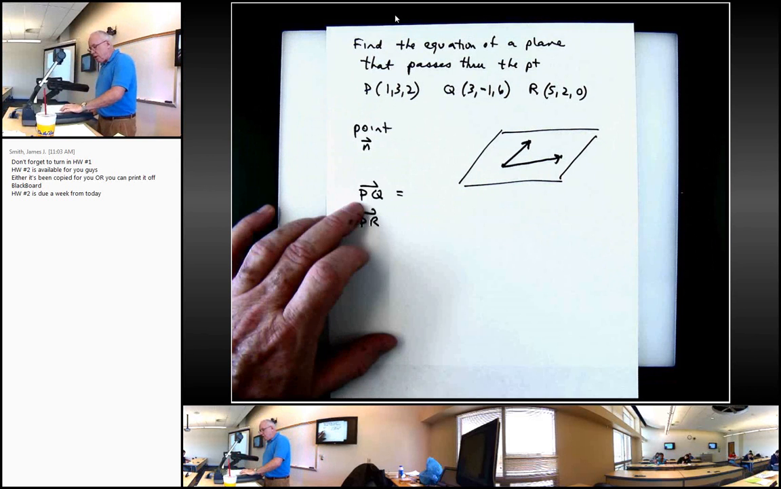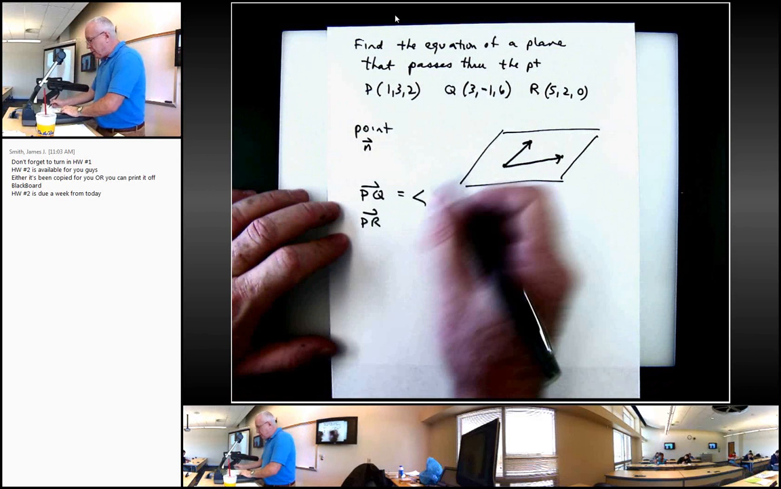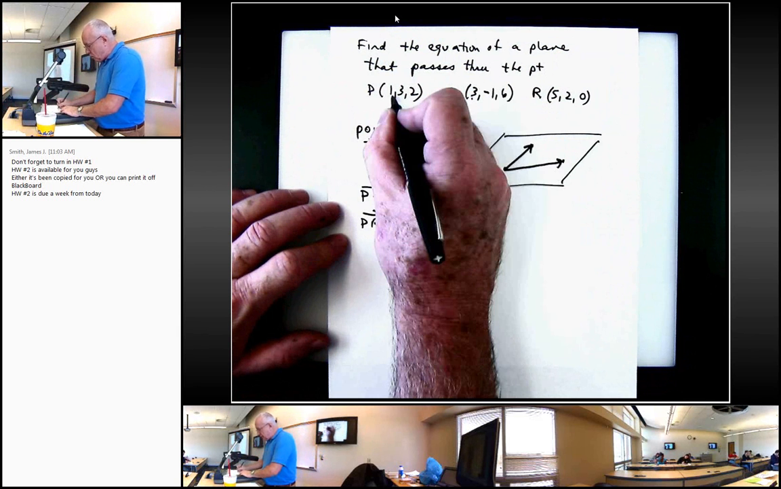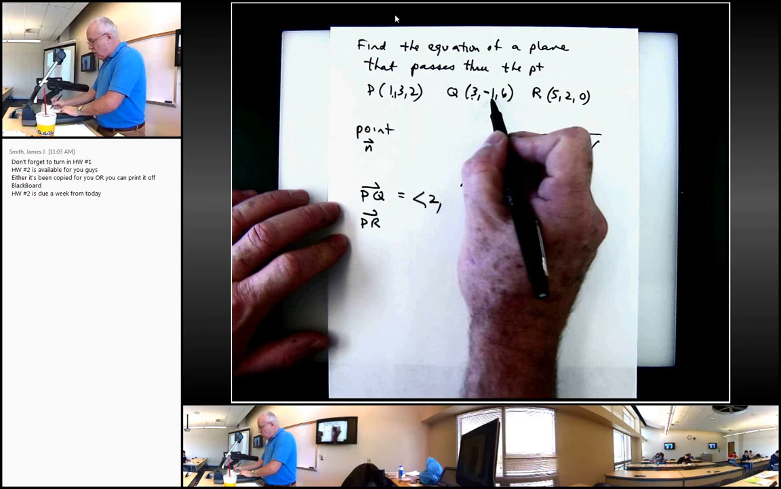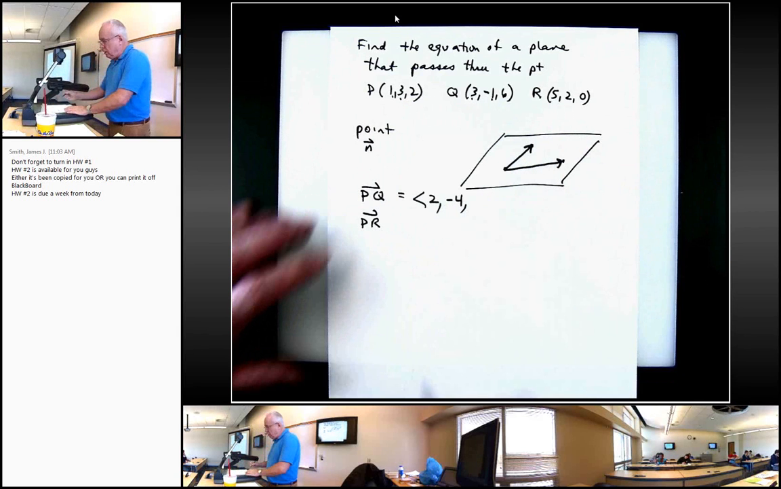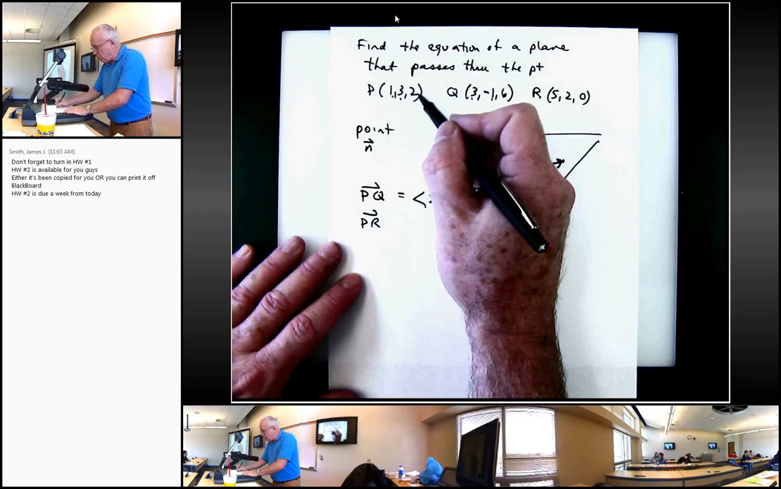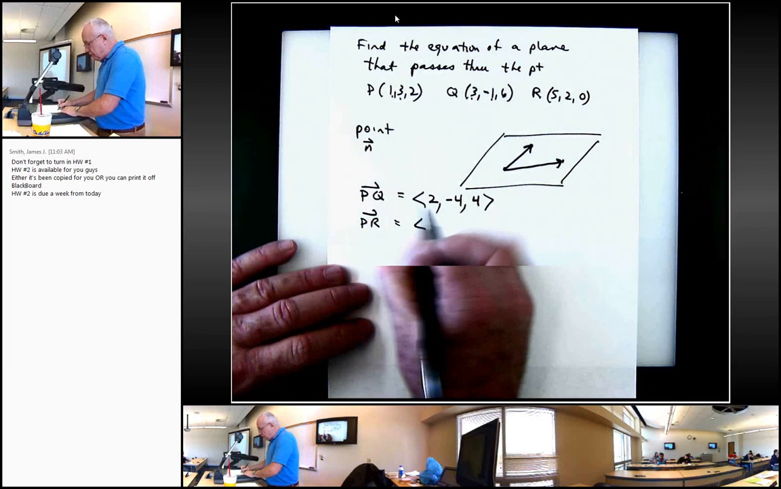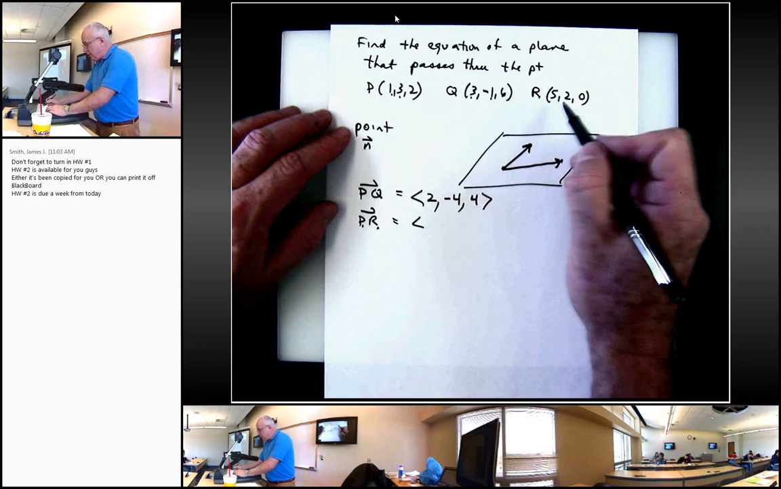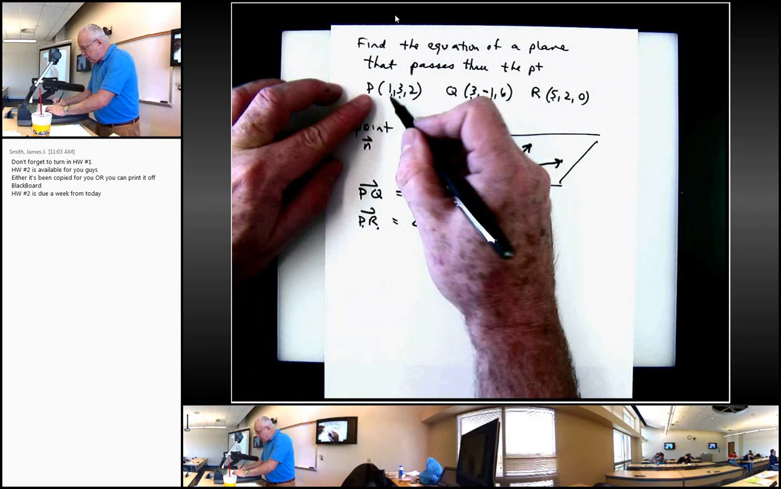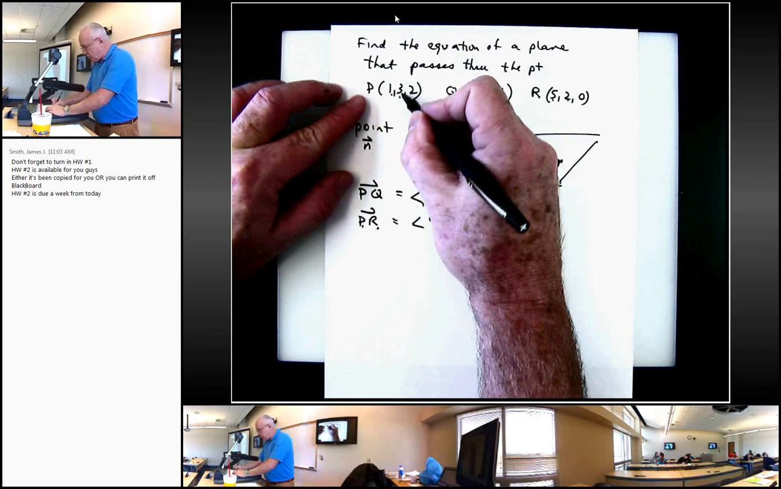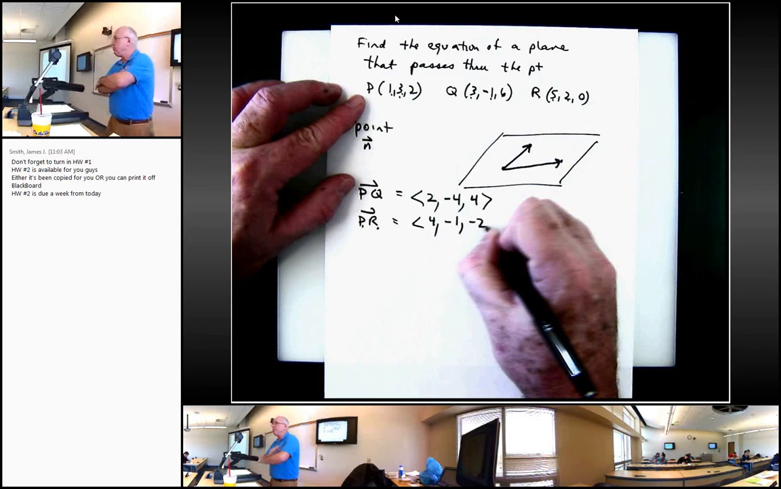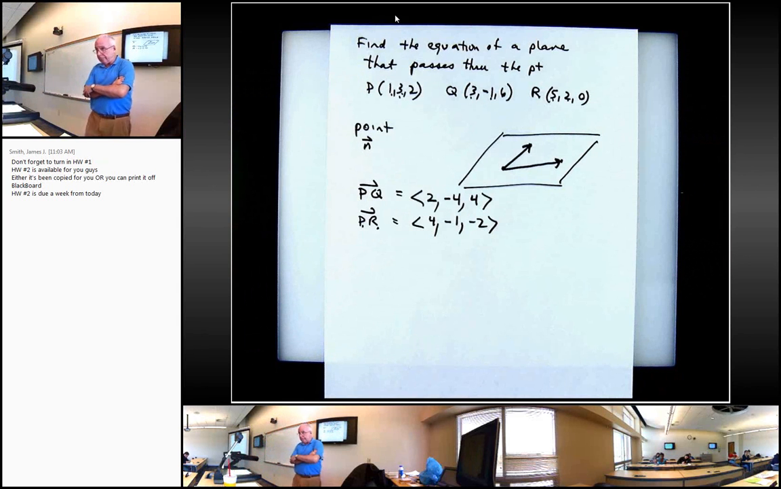Okay, so PQ starts at P, ends at Q, so I take the Q components and subtract the P components. So that's going to be 3 minus 1 is 2, -1 minus 3 is -4, 6 minus 2 is 4. So that's my one displacement vector. My PR starts at P, ends at R. So here I've got R: 5 minus 1 is 4, 2 minus 3 is negative 1, 0 minus 2 is negative 2. So I've got my 2 vectors that are in the plane.